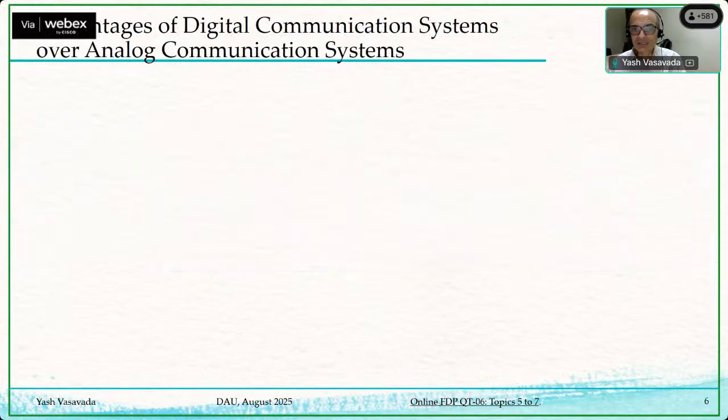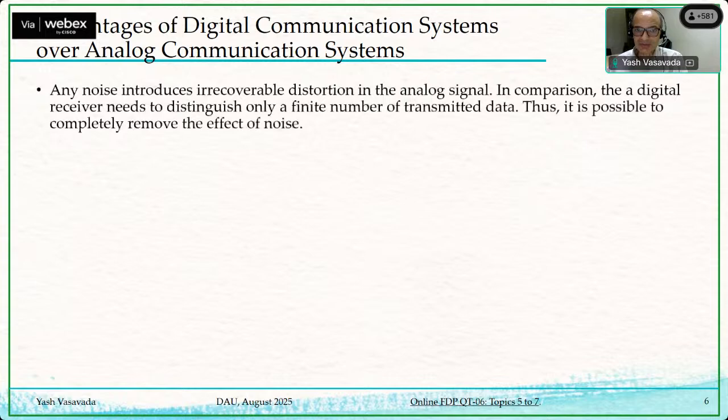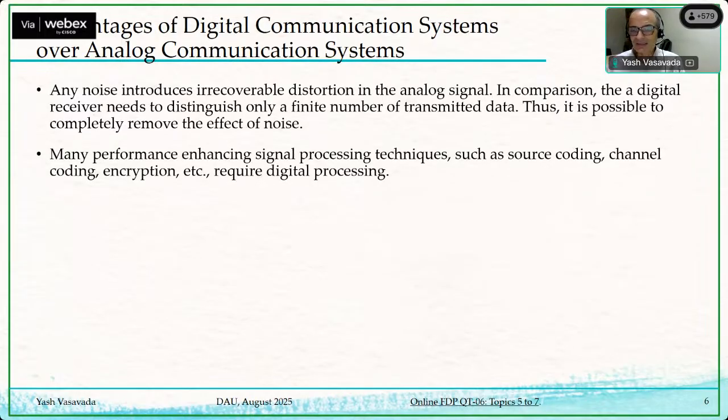So the advantage of digital over analog is that in an analog system, if there is any noise, then there is nothing else you can do about it because there is no noisy channel coding. Similarly, you cannot do source encoding. There is a technique called encryption which preserves the privacy. You cannot implement that in analog methods.